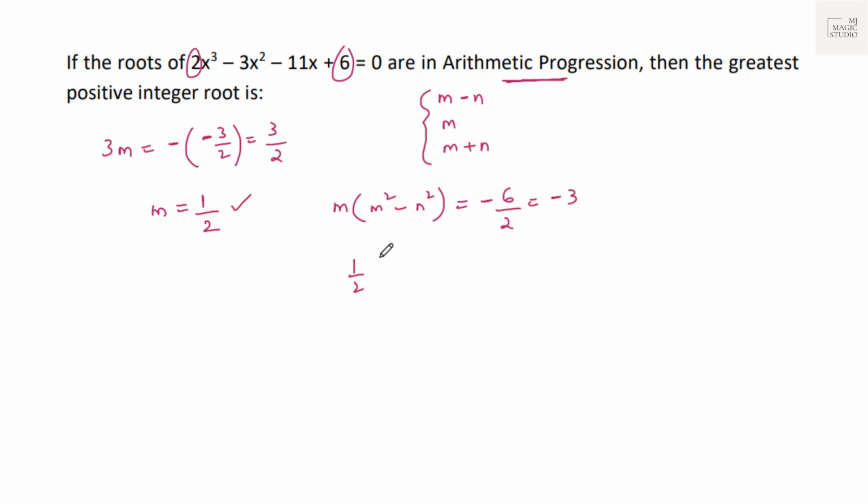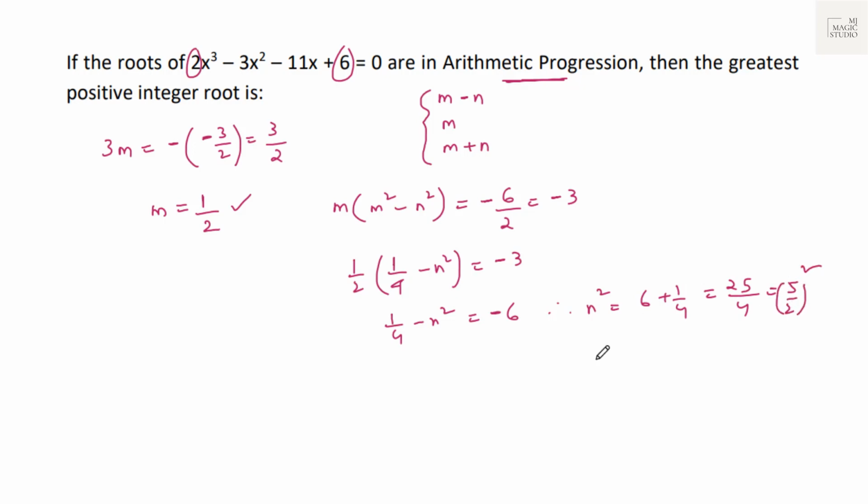Value of m is half, so half into 1 by 4 minus n squared is minus 3. That means 1 by 4 minus n squared is minus 3 into 2, which is minus 6. Therefore, n squared equals 6 plus 1 by 4, that is 24 plus 1, 25 by 4, that is 5 by 2 whole squared. So, value of n is 5 by 2.